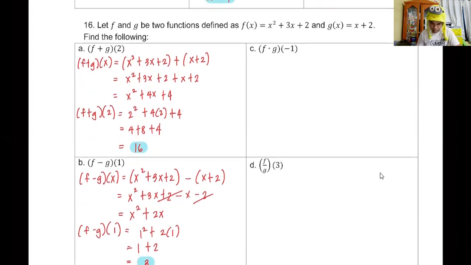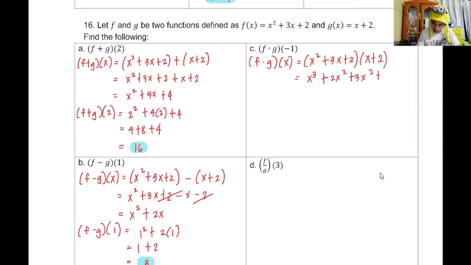So for letter C, multiplication. This one takes a while, it's a long process. F times g of x is equal to x squared plus 3x plus 2 times x plus 2. And this is equal to x cubed plus 2x squared plus 3x squared plus 6x plus 2x plus 4. And the product is x cubed plus 5x squared plus 8x plus 4. We substitute next.